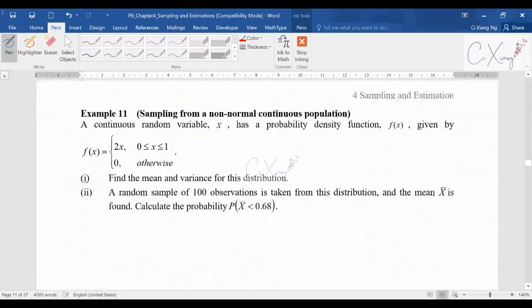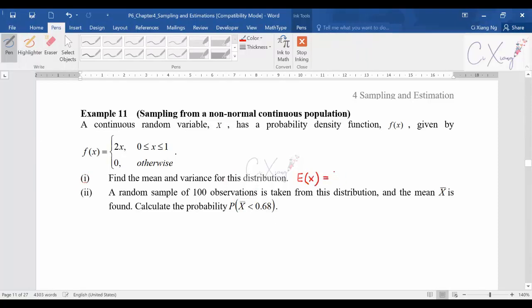So example 11 is very much similar to example 10. Okay, so again, you can see that they give you a continuous random variable and they give the function. This one, they didn't give you any graph anymore. So this is the function that you have. So that means this whole thing is your population. First, they want you to find the mean and variance for this distribution. Okay, so again, I'm not going to show you the details anymore. Please complete this example yourself.